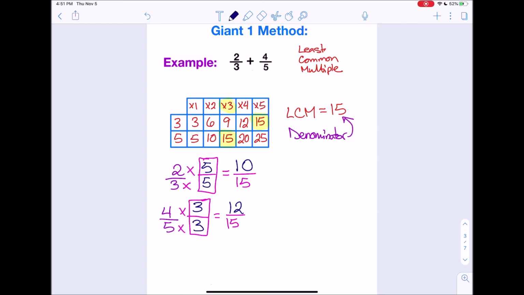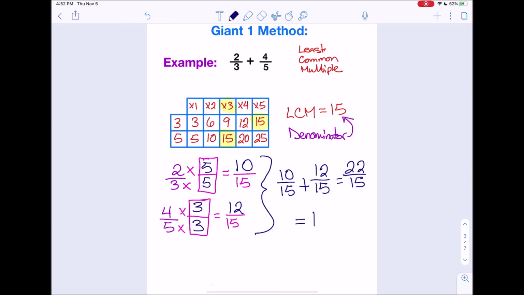So now that we have our two equivalent fractions and they both have a common denominator, we can go ahead and add them together. Okay, 10 plus 12 is 22 over 15. And I can simplify that by thinking, well, this is an improper fraction, 22 is larger than 15, so I can think to myself, how many times does 15 go into 22? It goes in once. What's my remainder? Well, 22 minus 15 is 7, so my remainder is 7, and the denominator stays 15, and I get 1 and 7/15.